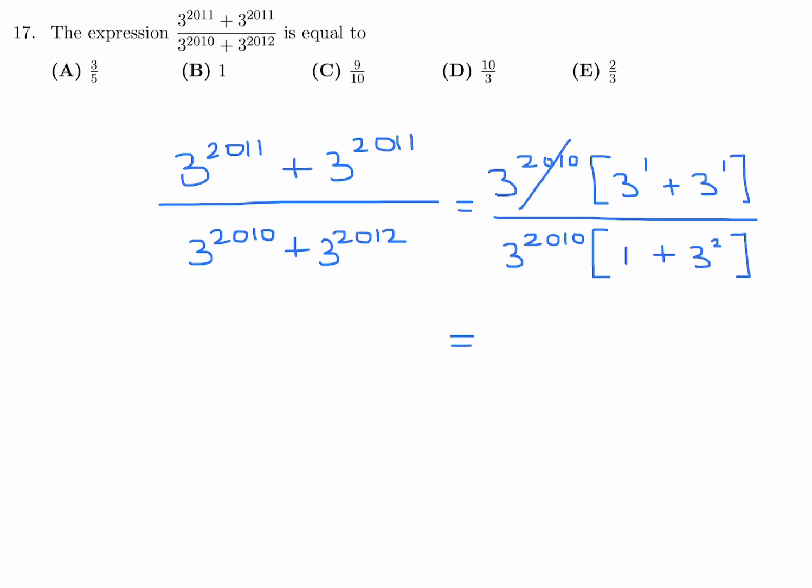These guys cancel, and all I'm left with is 3 plus 3 over 1 plus 9, and that is 6 over 10. In lowest terms, that is 3 over 5. Number 17, therefore, the answer is A.